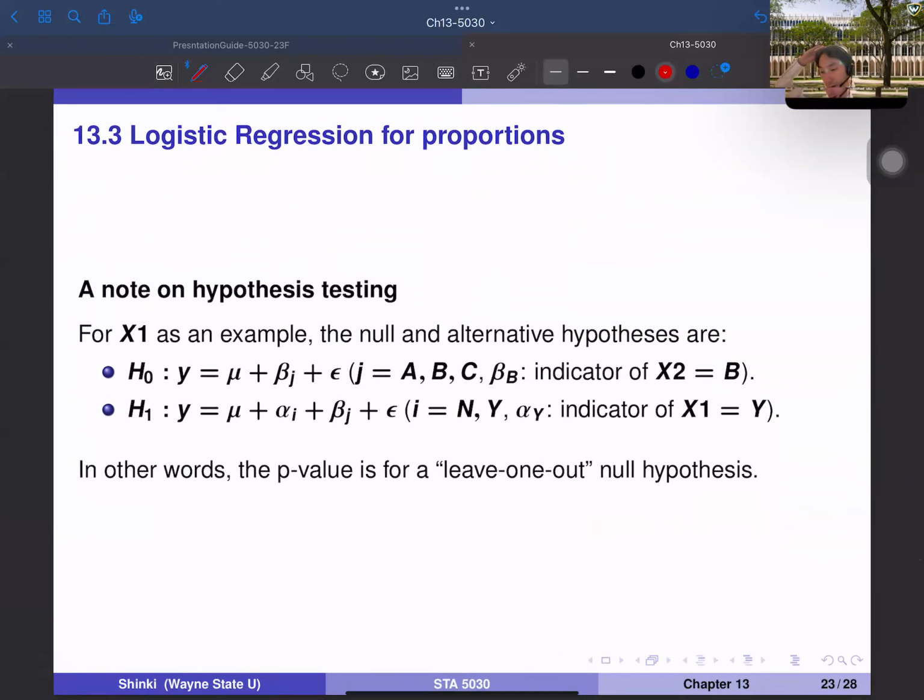Now we do the testing on logistic regression. Remember that in linear regression, we can compare the model y equal to beta naught plus beta 1 x plus epsilon against the alternative hypothesis of y equal to beta naught plus beta 1 x1 plus beta 2 x2 plus epsilon. So you can test H0 against H1. In this way, we can check the significance of x2 when we account for the value of x1, right?